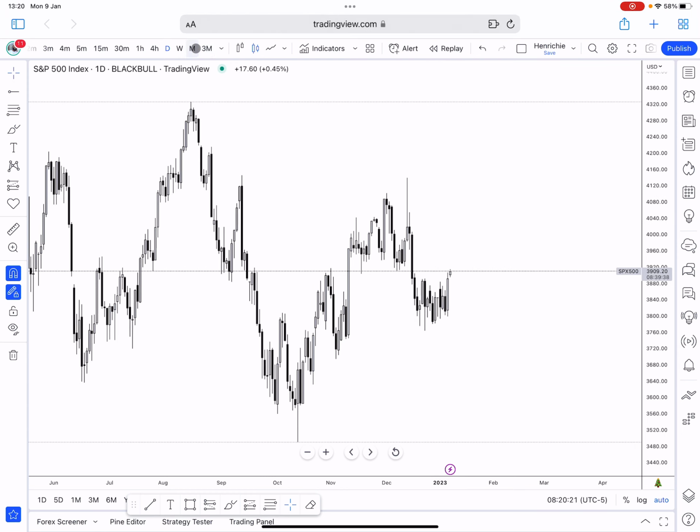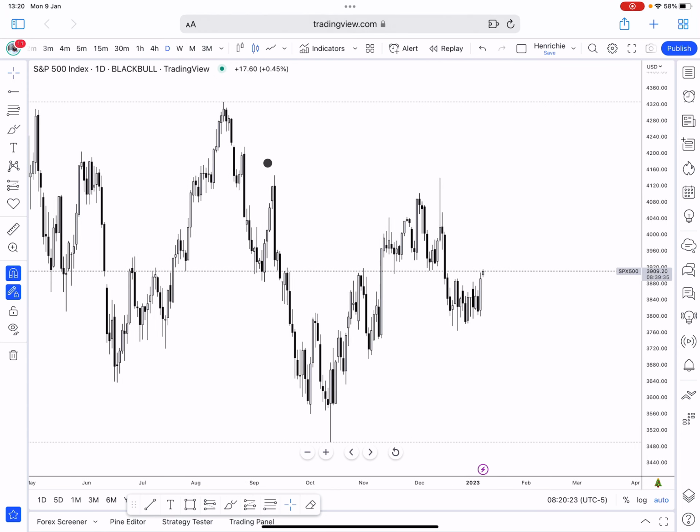Today what I'm gonna be talking about is S&P 500 and I'm gonna try to explain market structure, how to understand market structure, and not get caught being at the wrong direction of price.